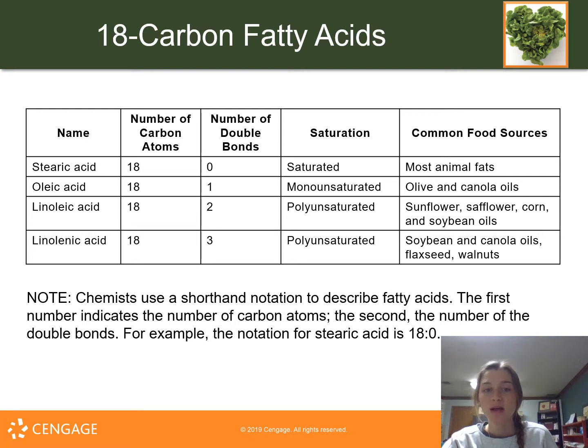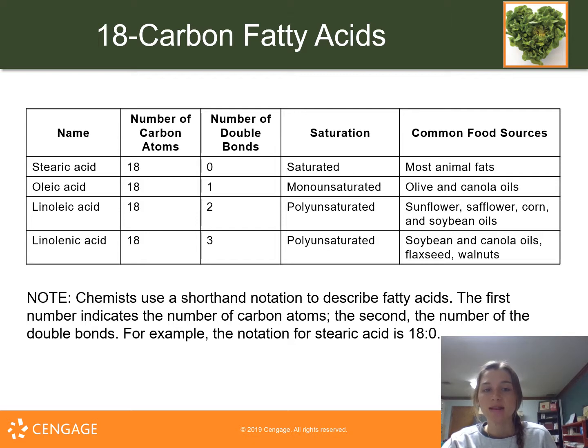Then we have the linoleic acid that has 18 carbons as well, but 2 double bonds this time. It's polyunsaturated, and that is going to be found in such oils as sunflower, safflower, corn, and soybean. This type is also called the omega-6 fatty acid, and that's an example of an essential fatty acid.